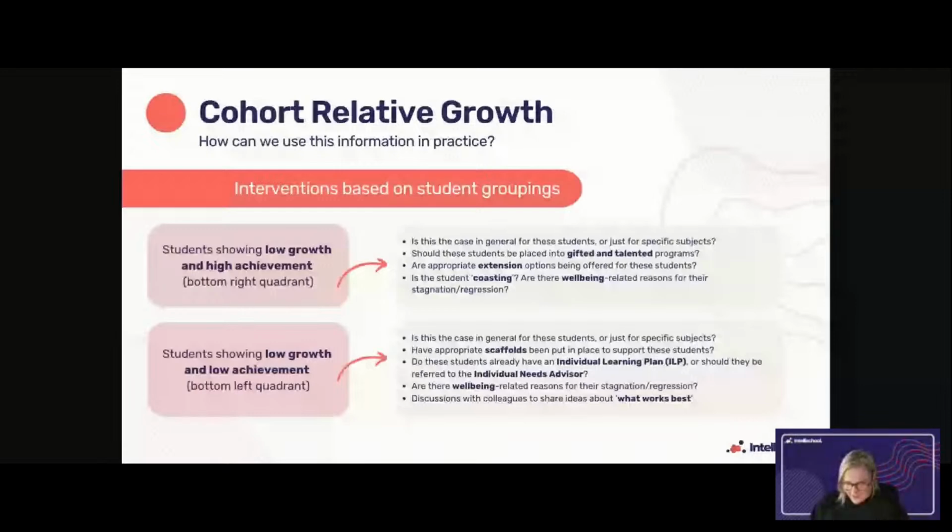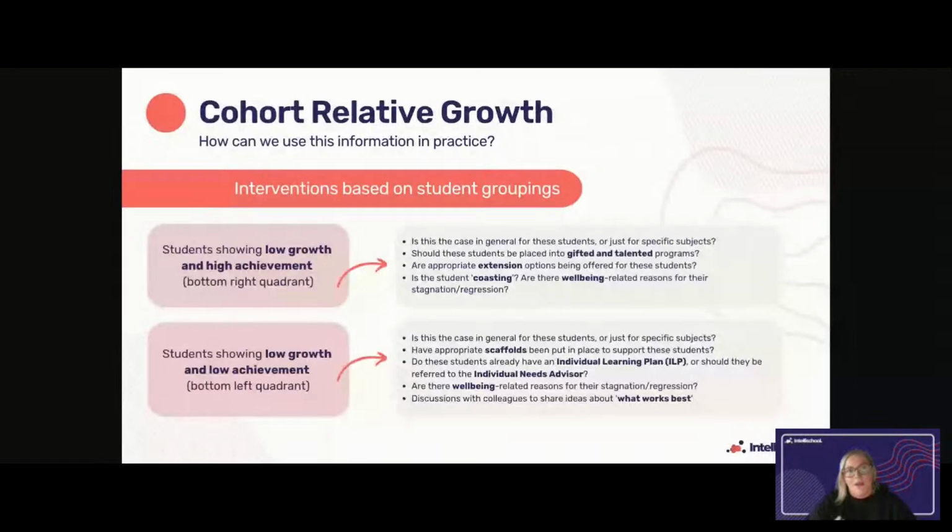Do the students already have an ILP? Or do they need to be referred to the individual needs advisor? This could be the bit of data that you need to say, actually, I think it's time to make sure that we refer this student to the right supports such that, again, we can change the story, we can get them growing again. Are there wellbeing reasons? Similarly to those who might be high achievers but low growth, there could be wellbeing reasons that need to be taken into consideration when putting those most appropriate scaffolds in place.